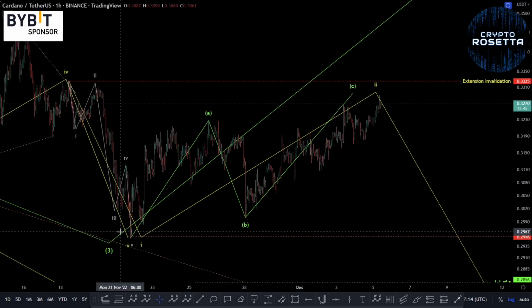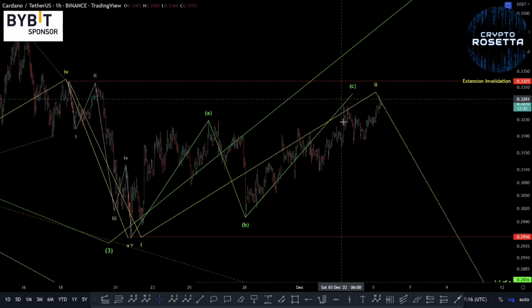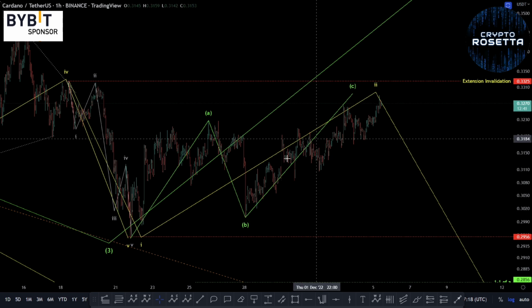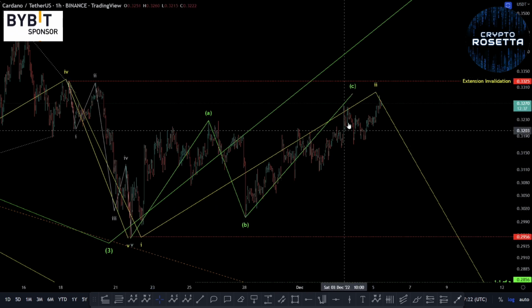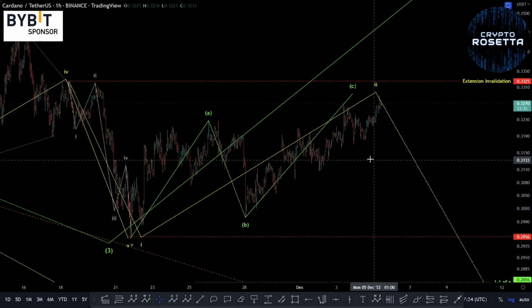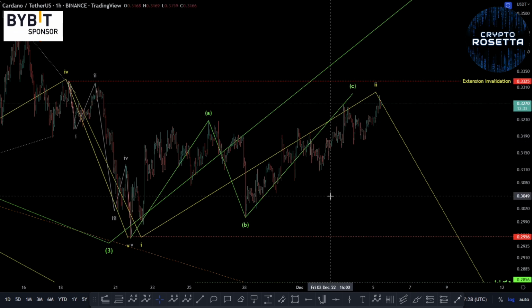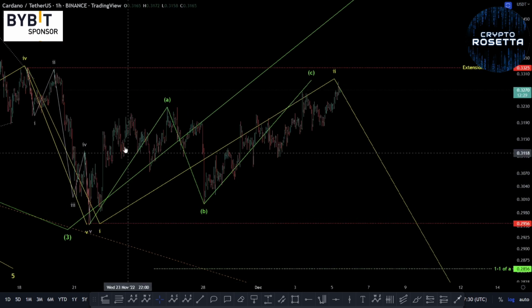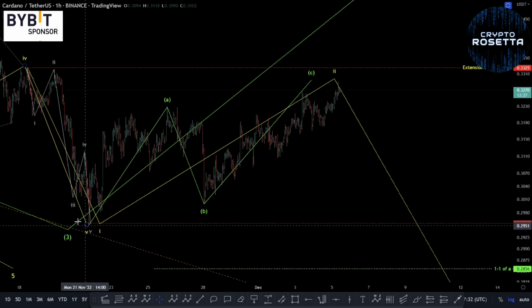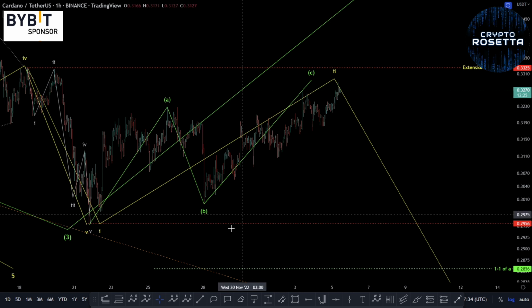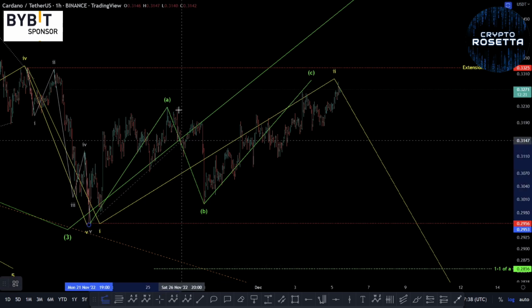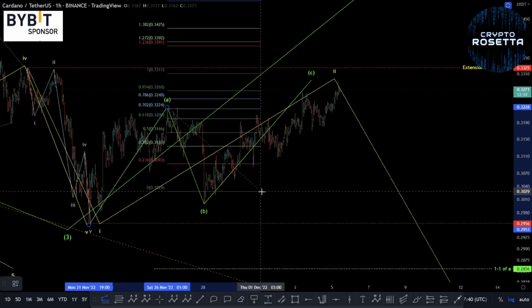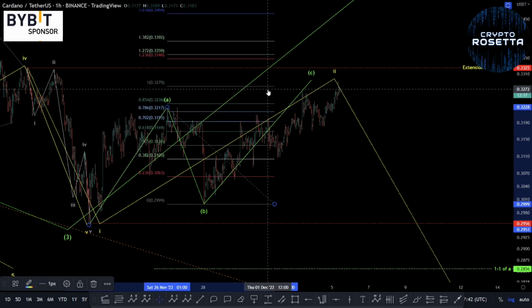0.3325 area, and the structure is not looking that great for impulsiveness. There is a way of counting it somewhat impulsive off this low, but it's not great, and we would have to wait for some confirmations and a break above this 0.3325 area. Should we continue to remain there, we have this ABC currently, which is sitting at a 1-to-1 ratio, and if I quickly pull this fib into there, you can see it. So that's a 1-to-1 ratio.